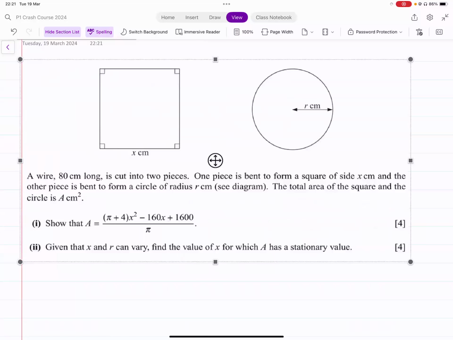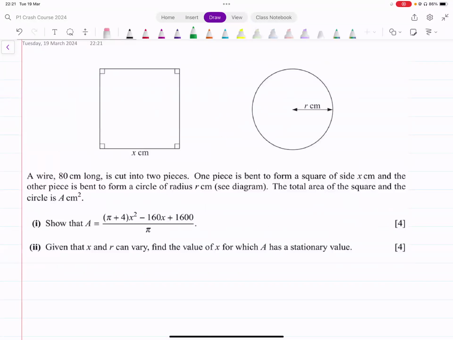All right, question number 9 from the worksheet. Let's try this. It says a wire 80 centimeters long is cut into 2 pieces. One piece is bent to form a square of side x centimeters, and the other piece is bent to form a circle of radius r centimeters. You can see the diagram. The total area of the square and the circle is A centimeter square, so that the area equals this.